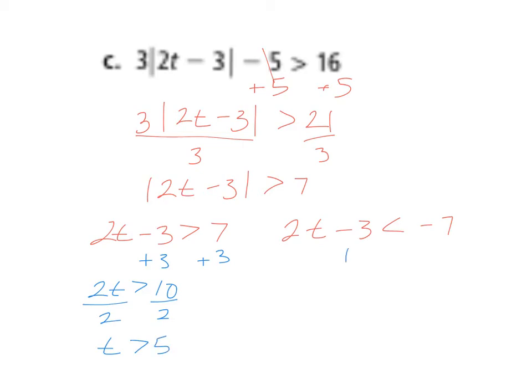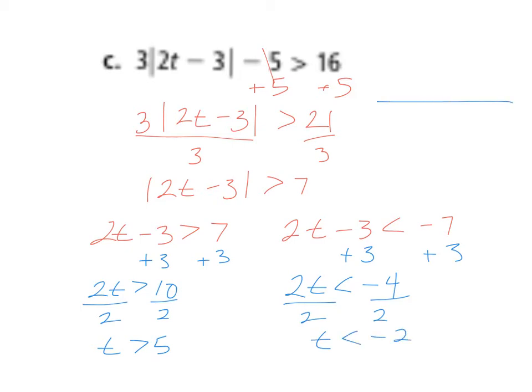Over on the right hand side, add 3 to both sides. That gives me 2t is less than negative 4. Divide both sides by 2. I got t is less than negative 2.